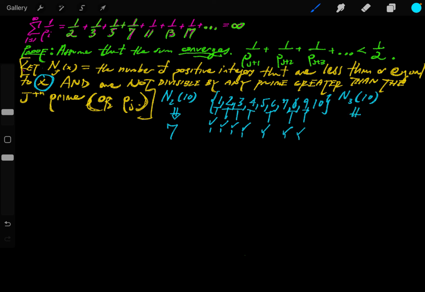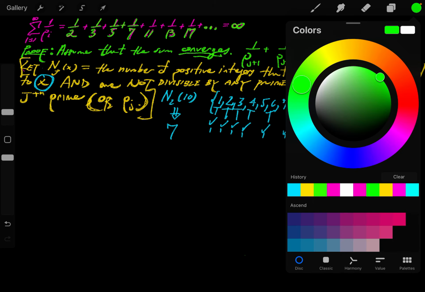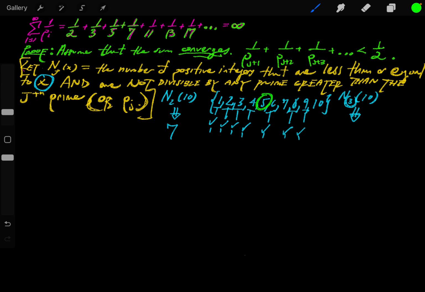In this case, what would I have for 3? What's the third prime? The third prime is 5. p1 is 2, p2 is 3, p3 is 5. 5 is the third prime. So how many positive integers are there less than or equal to 10 that are not divisible by any prime greater than 5? Well, 1, is it divisible by any prime greater than 5? No. 2, is it divisible by any prime greater than 5? No, this is good. 5, is it divisible?